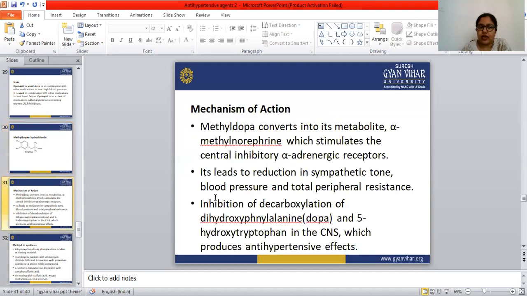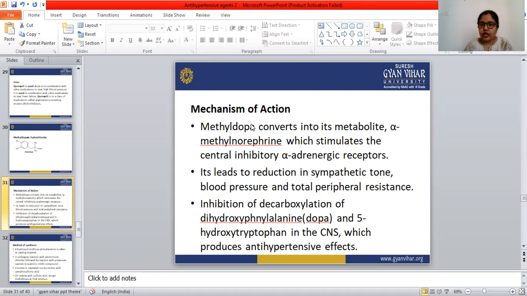So, the mechanism of action. First, we have to see what the mechanism of action of methyldopa is. Methyldopa converts to its metabolite, alpha-methyl norepinephrine, which stimulates the centrally inhibitory alpha adrenergic receptors.